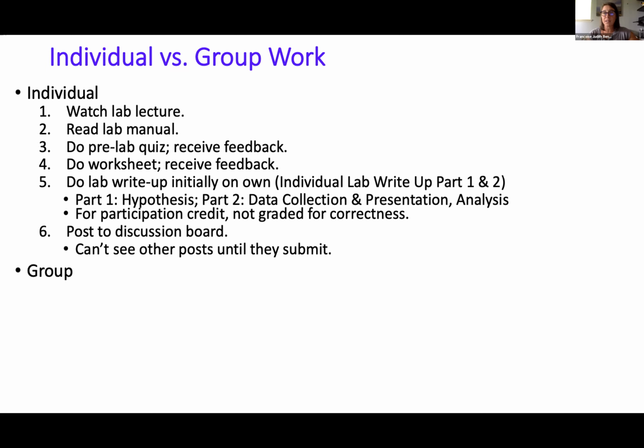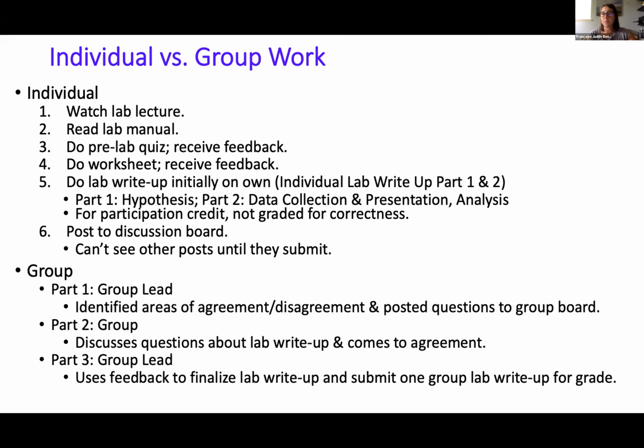And we utilized the settings in the group discussion board in Canvas that allowed us to ensure that no other member of the group could see a student's post until they made their own posts. So that ensured that individual work component. This then allowed them to stand on their own two feet in the group component of the week's lab.